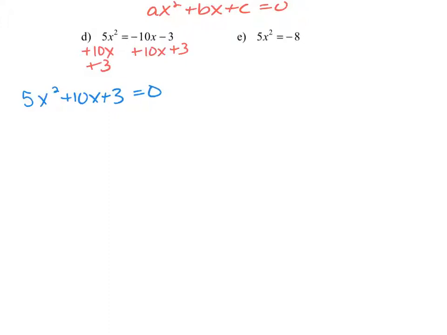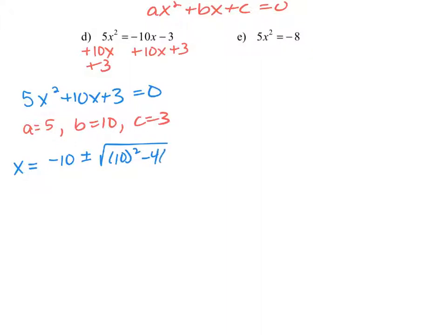Now we can identify the a, b, and c parts of the quadratic equation, where a is equal to 5, b is equal to 10, and c is equal to 3. By plugging that into the quadratic formula, we get x equals the opposite of b, or negative 10, plus or minus the square root of b squared, 10 squared, minus 4ac, 4 times 5 times 3, all over 2a, or 2 times 5. Let's simplify.